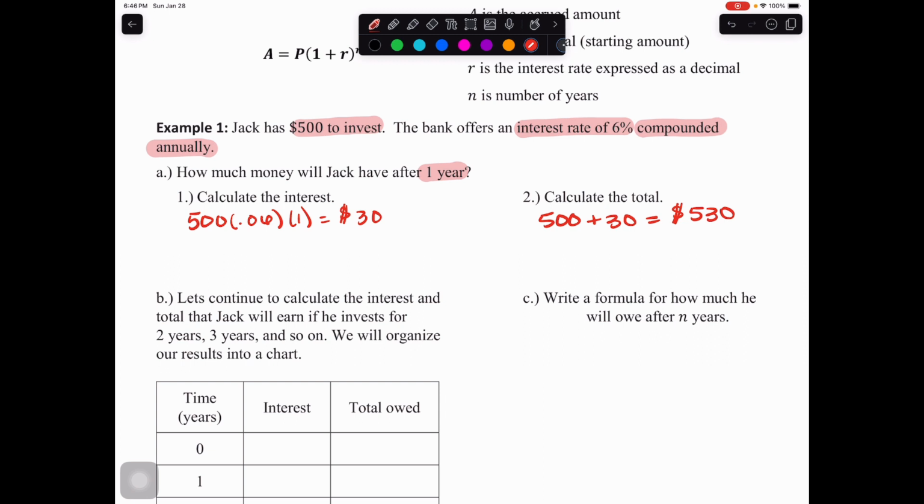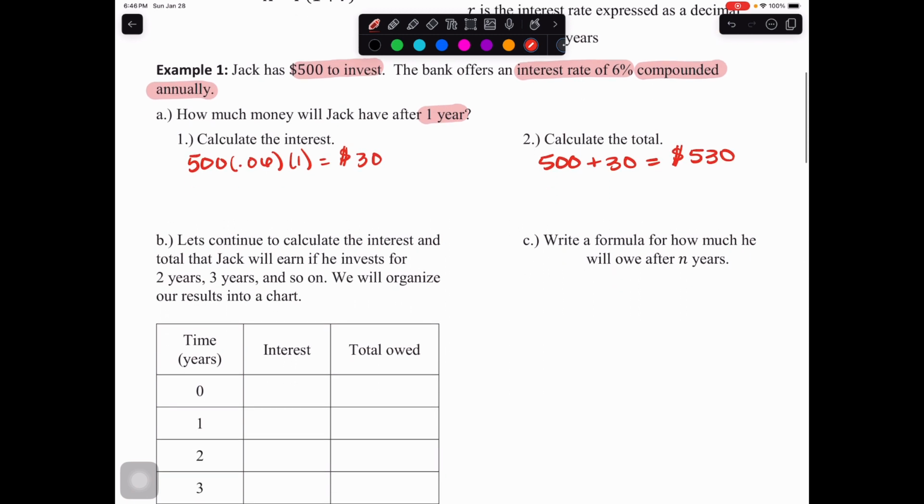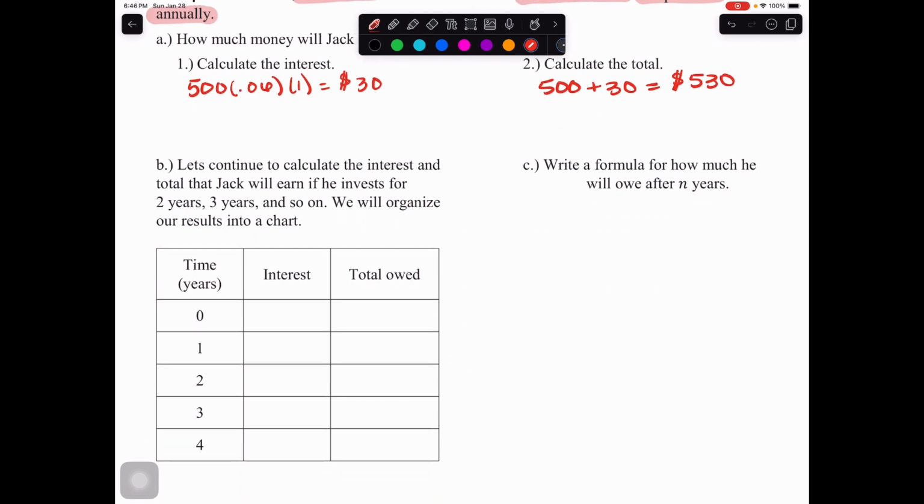But it's when we start to look at B, let's continue to calculate the interest in total that Jack will earn if he invests for 2 years, 3 years, and so on. When we organize it in the chart, we'll see the difference between this and our old simple interest. So for compounded annually, let's start with time of 0. 0 would be our principal amount, so I didn't earn any interest. I just put 500 because that's the principal amount that I borrowed. Now, after year 1, we just calculated that would be $30 for a total of $530.